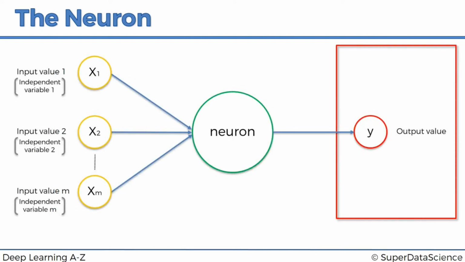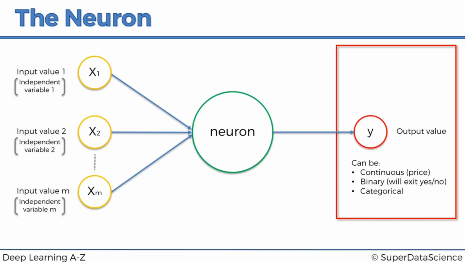And here we've got the output value. So what can our output value be? Well, we've got a couple of options. The output value can be continuous, like for instance, price. It can be binary, for instance, a person will exit or will stay, or it can be a categorical variable.